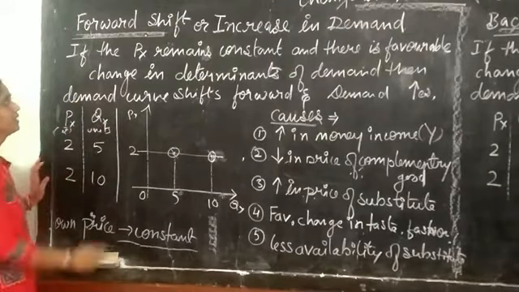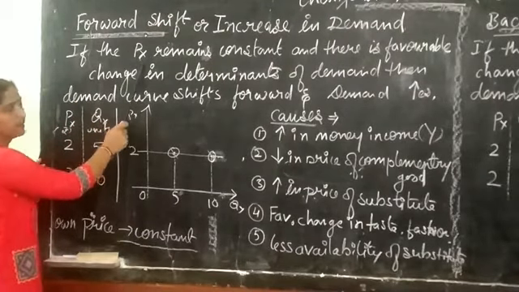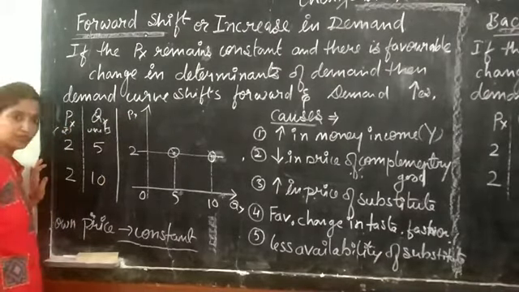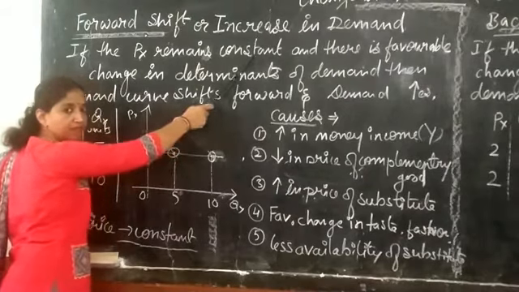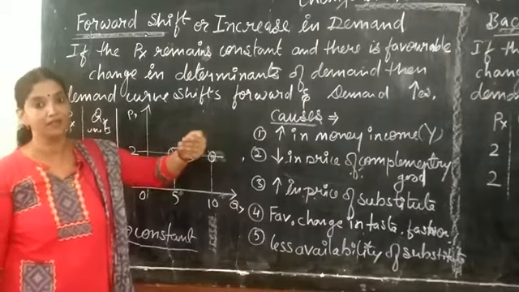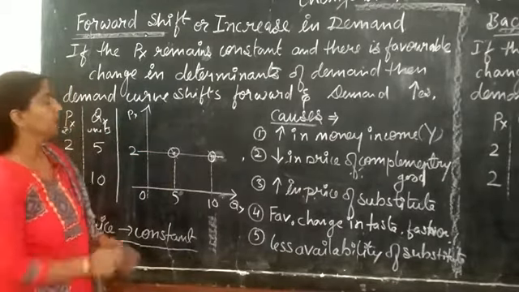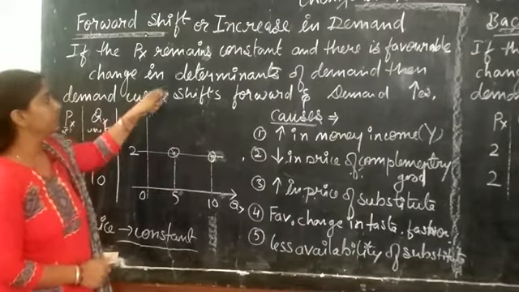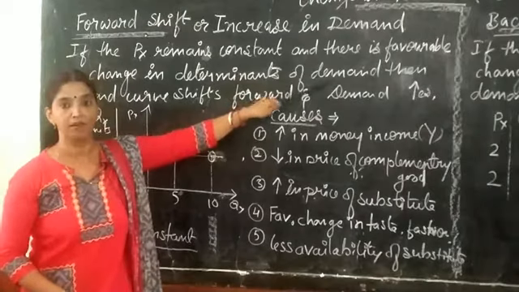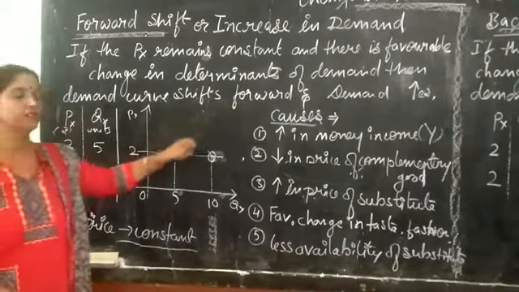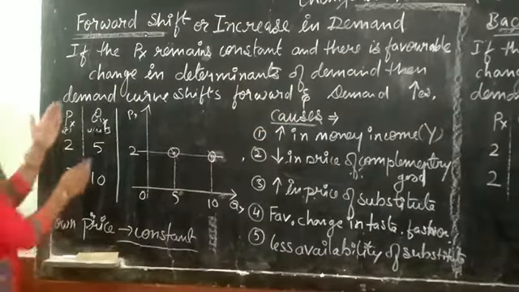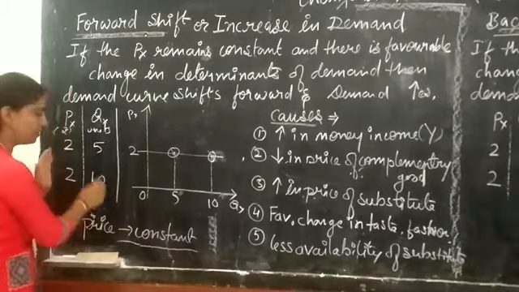Forward shift. If the own price of the commodity X, whose demand is being considered here, remains constant, we assume that the price of that commodity remains constant and other determinants of demand will change. If the price of X remains constant and there is a favorable change in determinants of demand, then the demand curve shifts forward and demand will increase. This can be explained with the help of a tabular presentation.